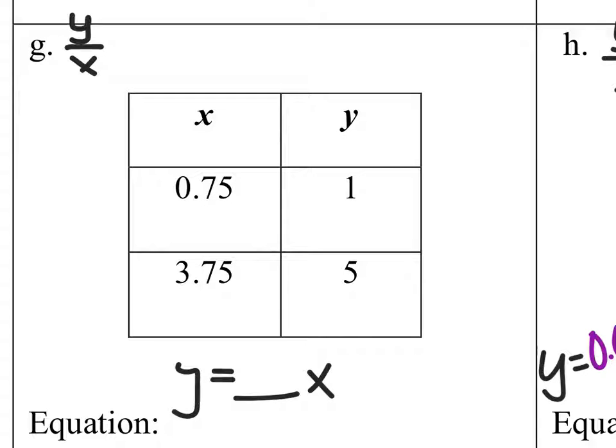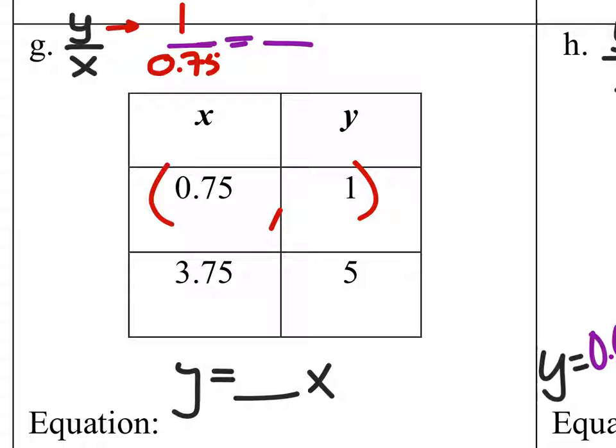So we got to choose one of these values to use. Do you guys want to use 0.75 and 1 or 3.75 and 5? All right, so we'll use this ordered pair right here. Now the y's, which are in the numerator, right? I got a y value that's 1 and an x value that's 0.75. Now I want my x, though, to be a 1. That's what I really want, my x to be 1. So how do I make a 0.75 a 1?